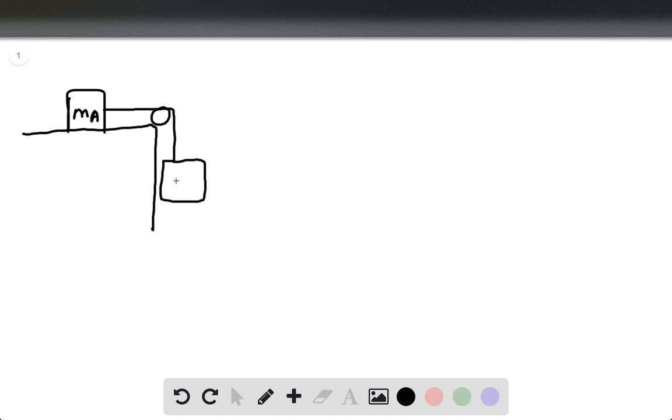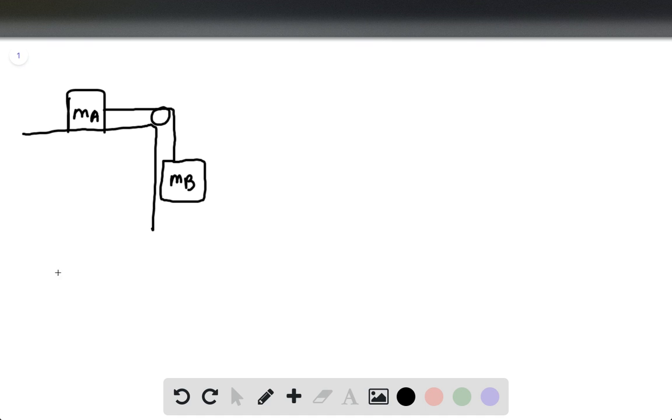So the mass of A that will keep the system from moving, and then the mass of A that will allow the system to move at a constant velocity. First, let's draw exactly what's going on here. We have a mass A connected to a frictionless pulley, and we have a mass B connected to the string. Let's draw free body diagrams for both of these.